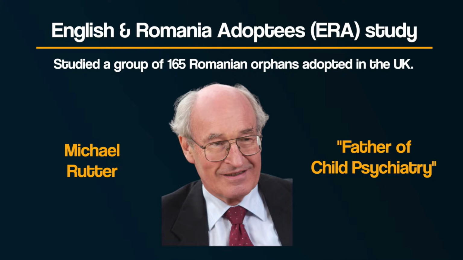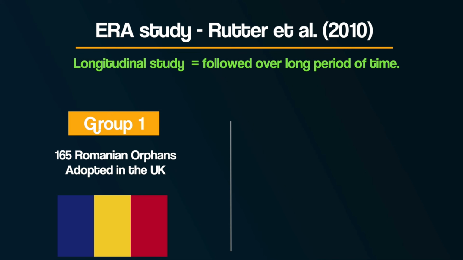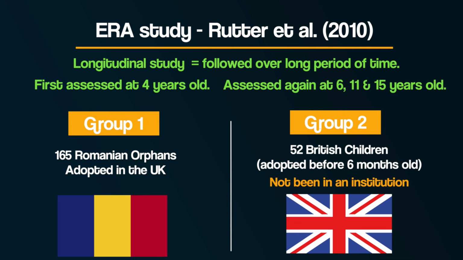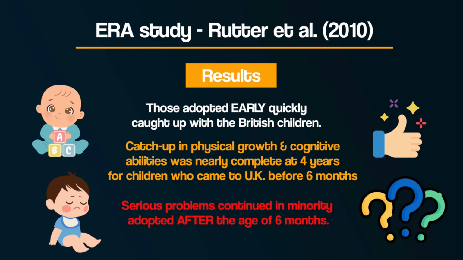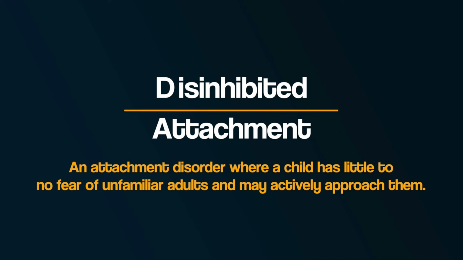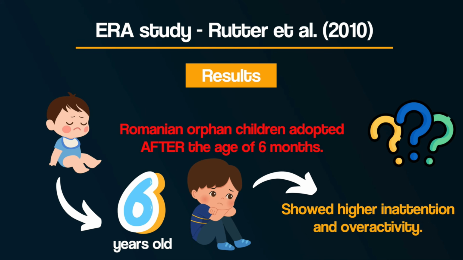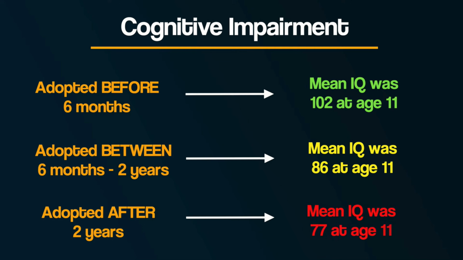Rutter et al. in 2010 conducted the English and Romanian adoptees study, following 165 Romanian orphans adopted into the UK, compared to a control group of 52 British adoptees. They found that children adopted before 6 months showed near complete recovery in physical and cognitive development by age 4. However, those adopted after 6 months experienced lasting issues such as quasi-autism, disinhibited attachment, inattention and overactivity, and lower IQ.